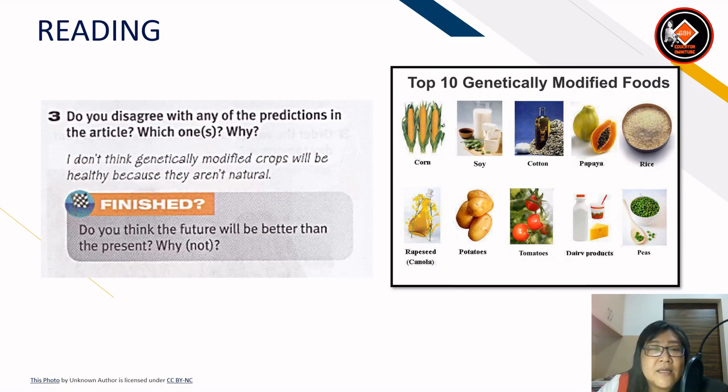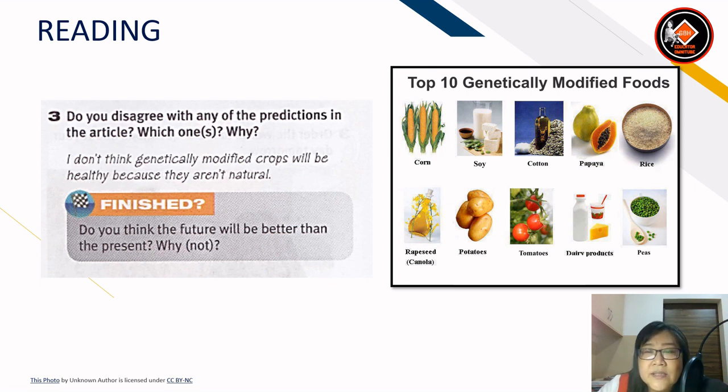Now let's look at task number 3. Do you disagree with any of the predictions in the articles? Which ones? Why? For example, I don't think genetically modified crops will be healthy because they aren't natural.